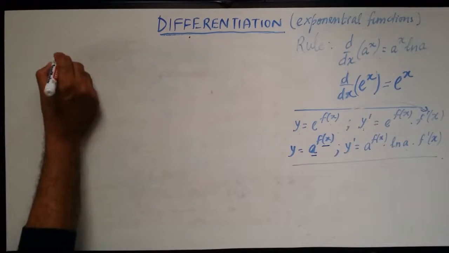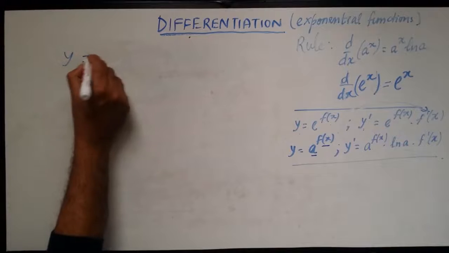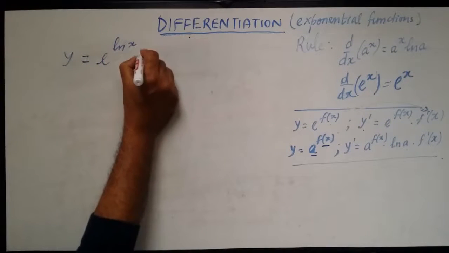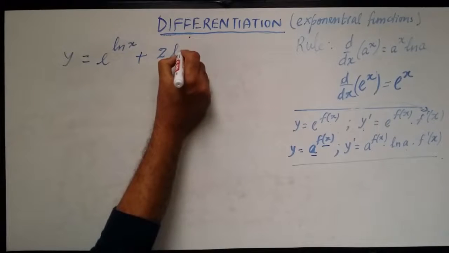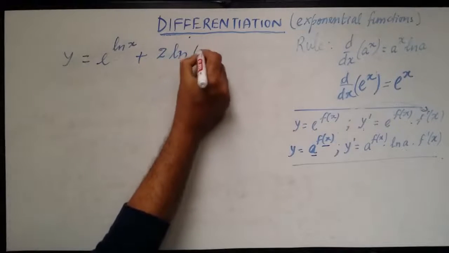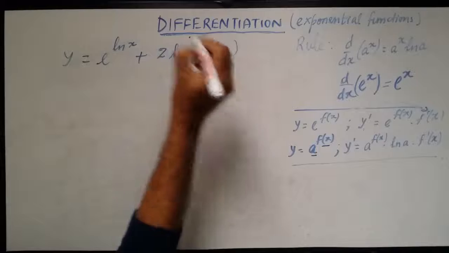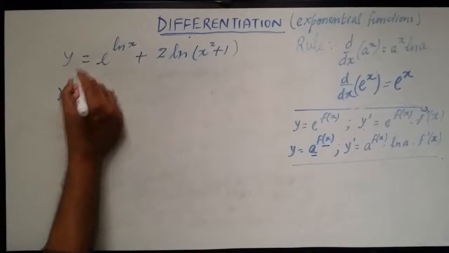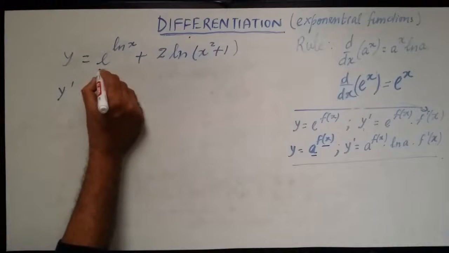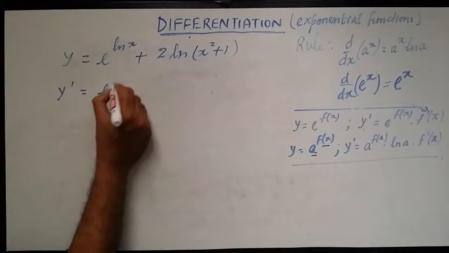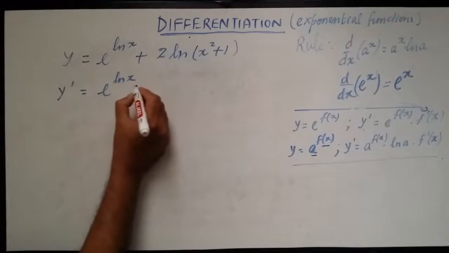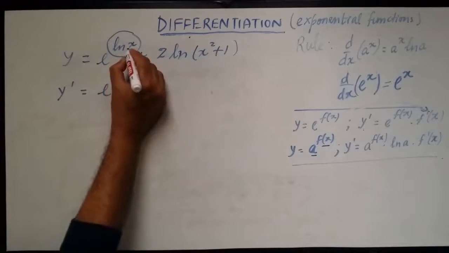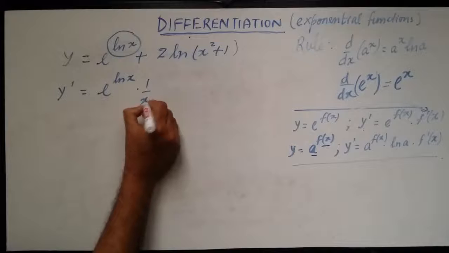Let's see what we have here. y is equal to e to the power ln of x plus 2 to the power, 2 ln of x squared plus 1. How will you do this? So here the differential of y, that is y dash, is equal to e to the power ln x. This remains e to the power ln of x. Now we differentiate this function. What is the differential of ln of x? It is 1 by x.